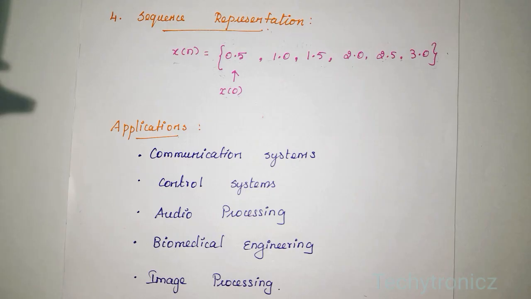So friends, a signal is simply a way to represent information that changes over time or space. In the next video, we will learn how to classify signals into continuous, discrete, analog and digital.